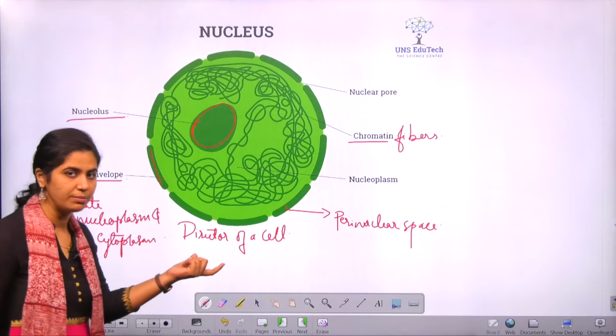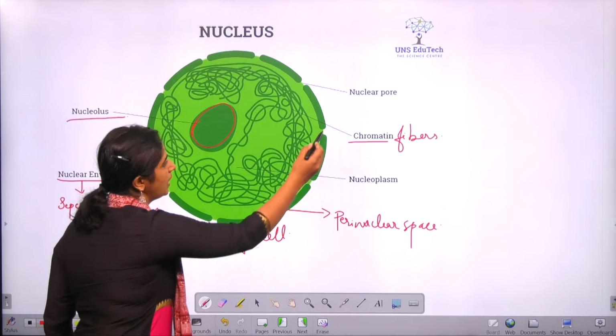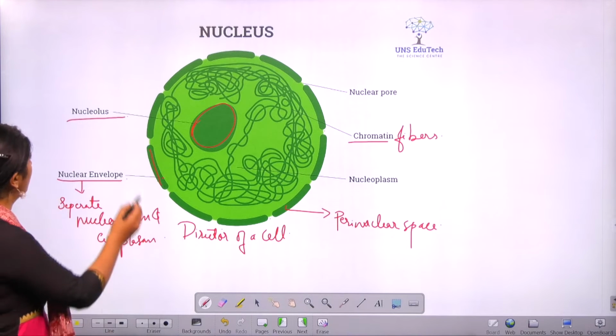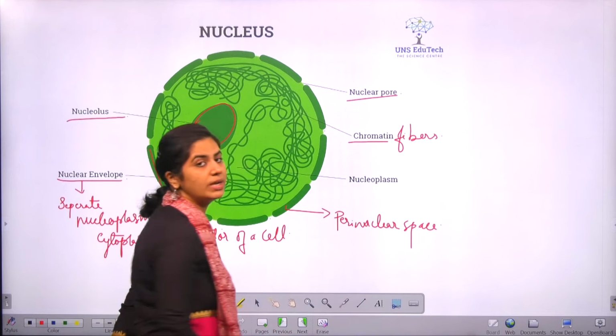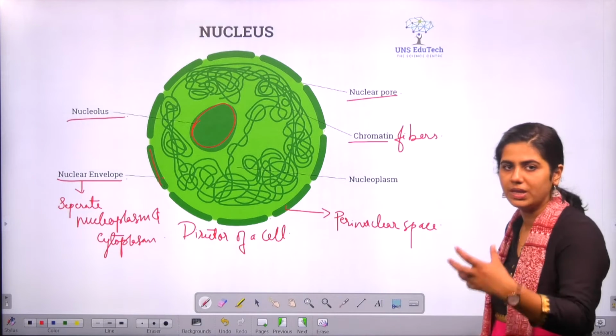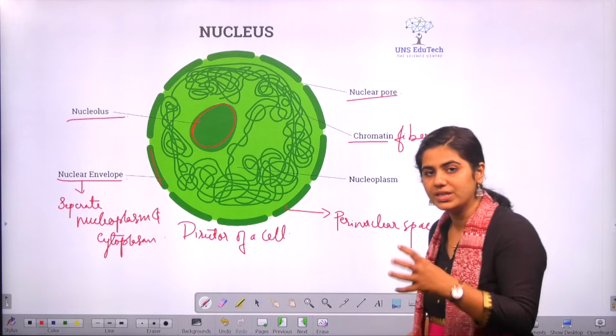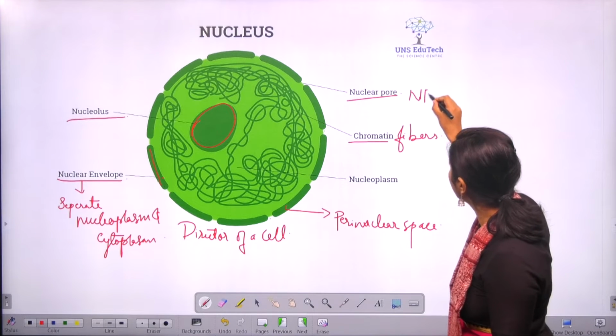Now, if we see the nuclear membrane again, we can find that this nuclear membrane is not continuous. This is a double layer membrane and it is not continuous. It has gaps in between and this gap is called the nuclear pore. We can call it the nuclear pore complex, because many other proteins and carbohydrates are related to it.